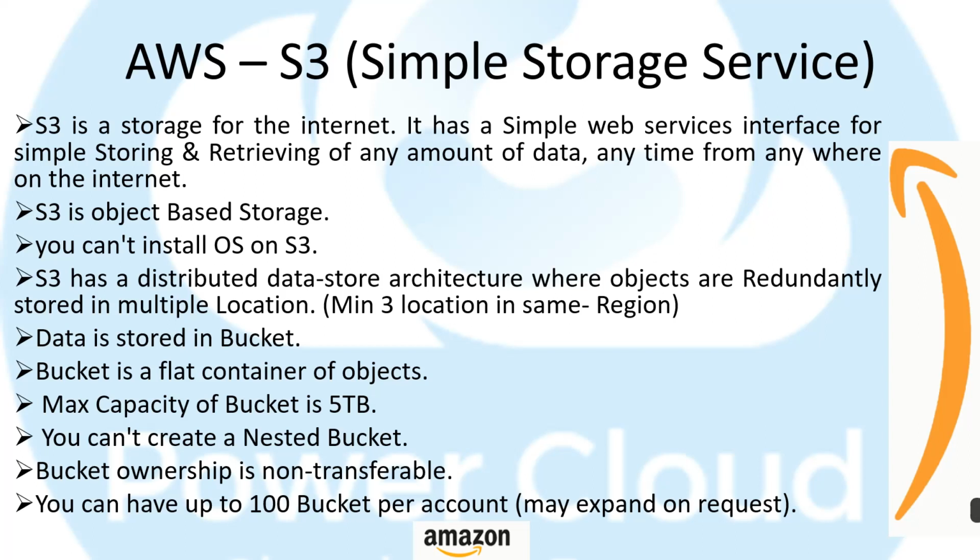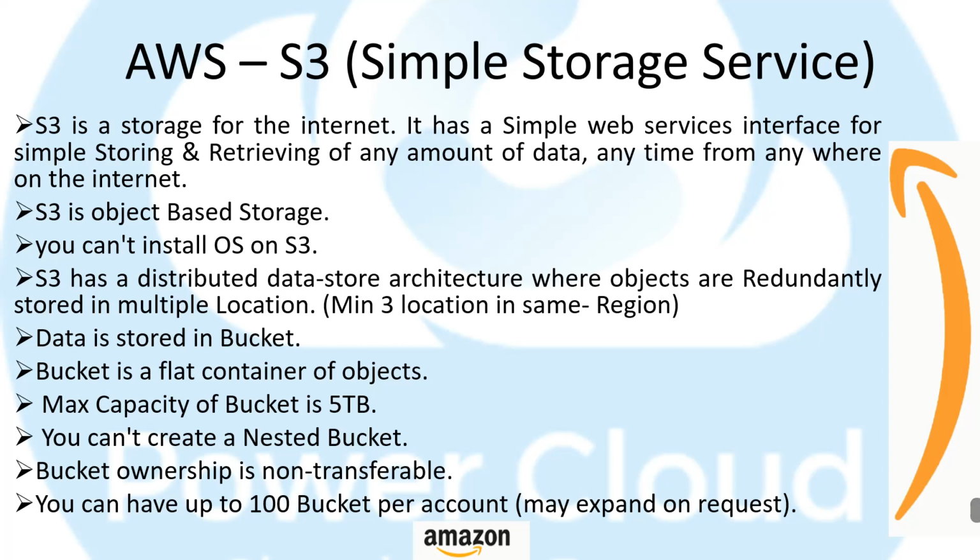The maximum capacity of a bucket is 5 TB, right? But we can increase the size with the support of AWS. In the free tier account we have a minimum storage of 5 GB, and this is free. You cannot create a nested bucket, right? It's a global service, so that's why we cannot create a bucket with the same name.